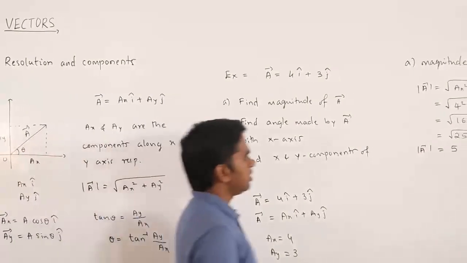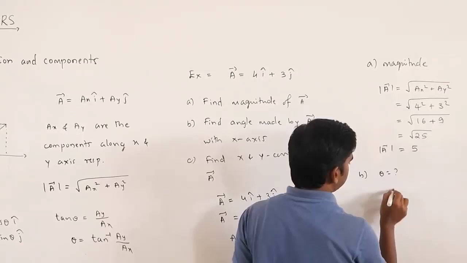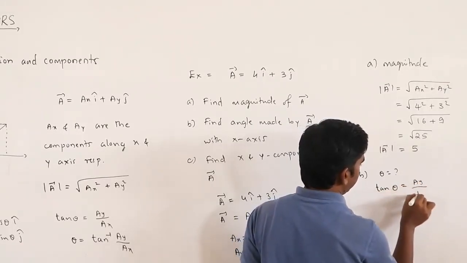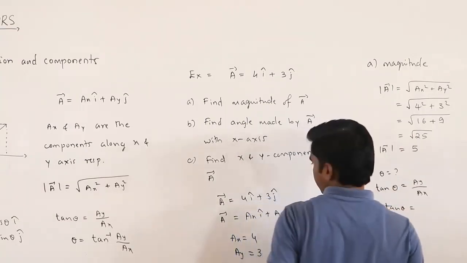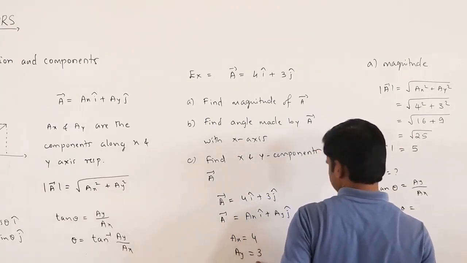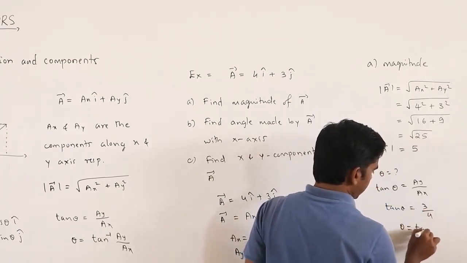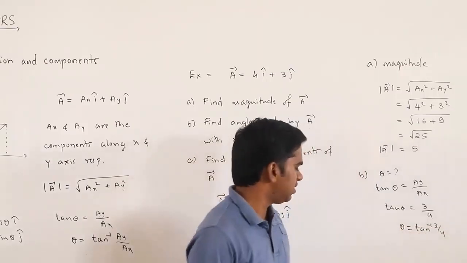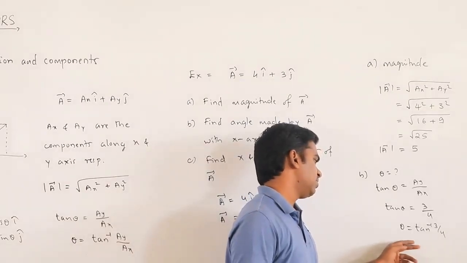Okay, to find theta, tan theta is equal to what? Ay divided by ax. So tan theta equals ay, which is 3, by ax, which is 4. So theta equals tan inverse of 3 by 4. Actually, tan inverse of 3 by 4 is how much? Tan inverse of 3 by 4 is some 30 degrees.